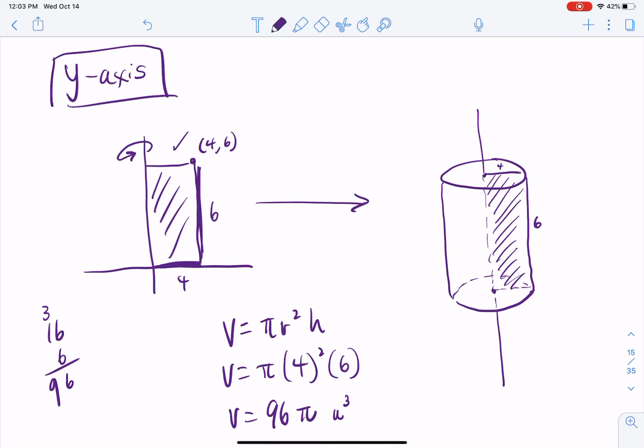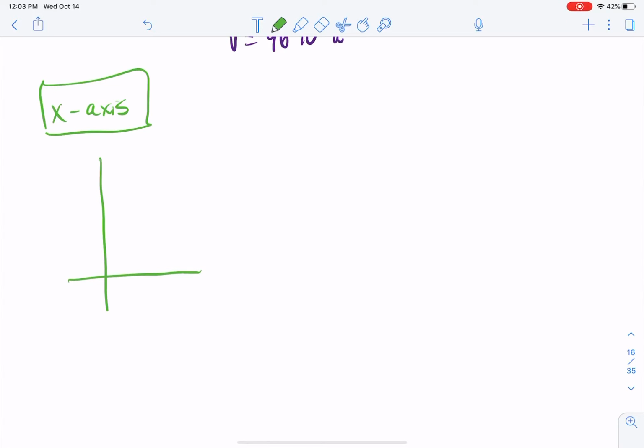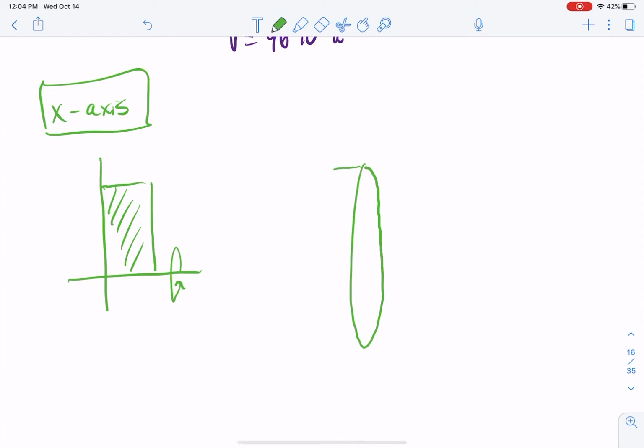Let's do the exact same thing over the x-axis. Maybe I even switch colors here. How about green? Green and purple look real good together. X-axis. Sketch my picture once again. This time when I'm rotating it around the x-axis, I'm going to have a wider cylinder, and it's not sitting on its circular face this time. So once again, I'm going to draw in the axis.